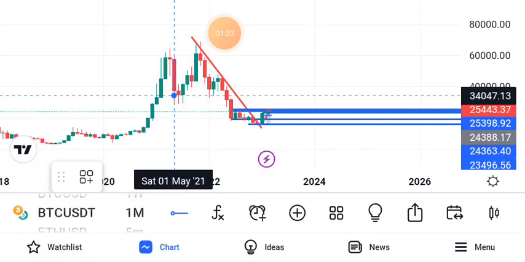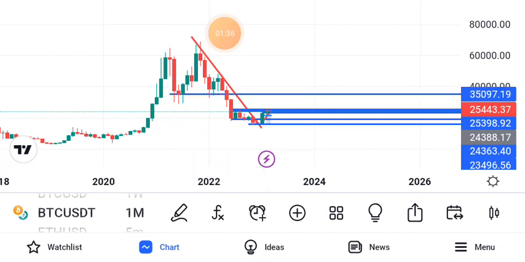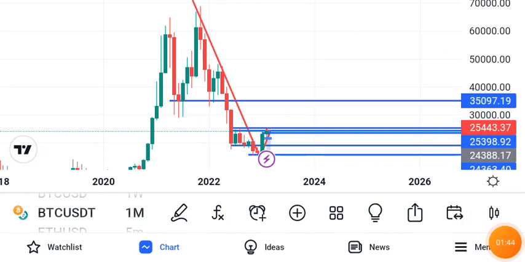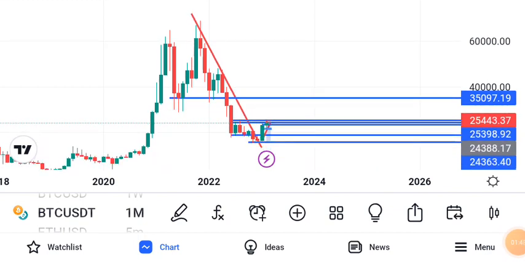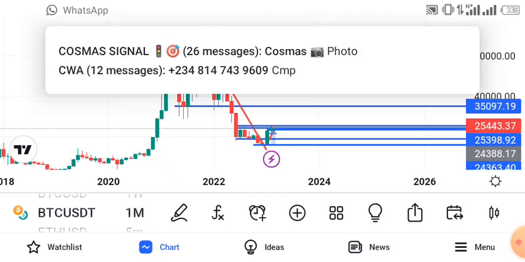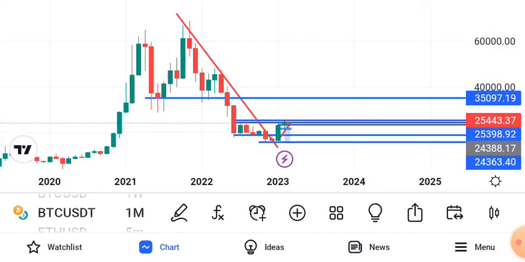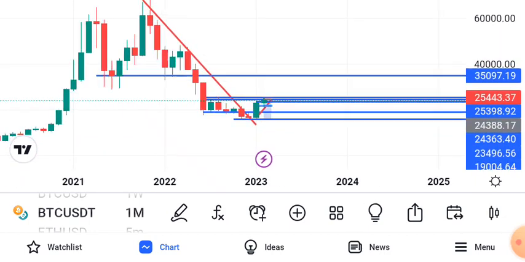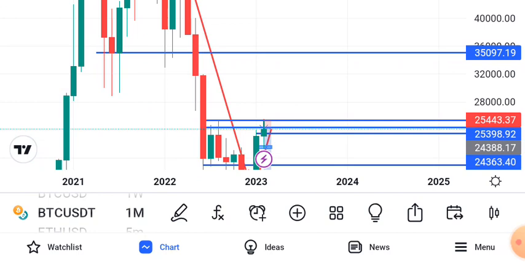So this area is the neckline of the double top. But that is not where we are focusing now. What we need is to know the current trend. We want to trade the current price. So as a price action trader, what we need to do is to check this candlestick.